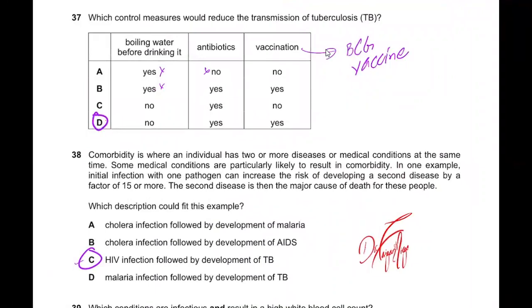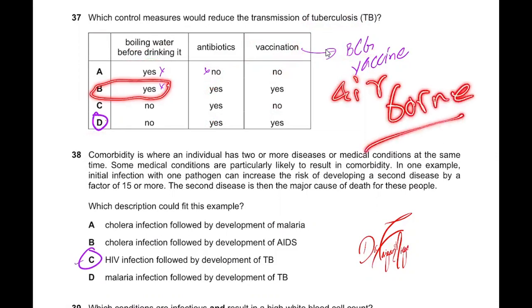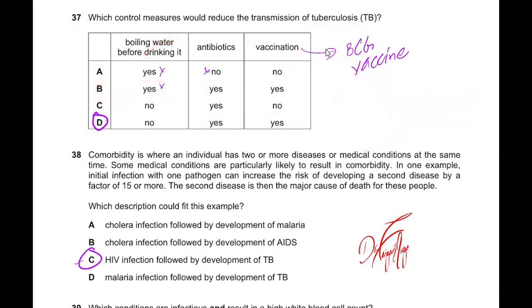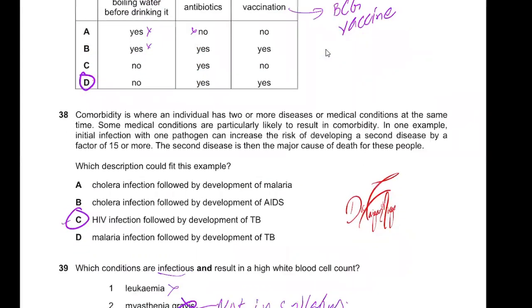Which control measures would reduce the transmission of TB? We know TB has a vaccine called BCG vaccine. So vaccination will prevent it. No cannot be the answer. The answer is either B or D. Antibiotics, yes, TB is a bacterial infection. Antibiotics are used. So again, the answer is B and D. Boiling water before drinking: there is no relation of boiling water with tuberculosis, because it is an airborne disease. When it's an airborne disease, there is no point in boiling water and drinking it and thinking that you will be safe from TB.